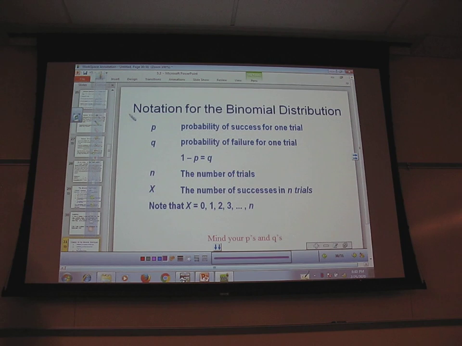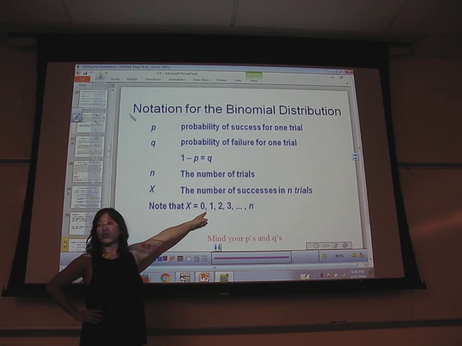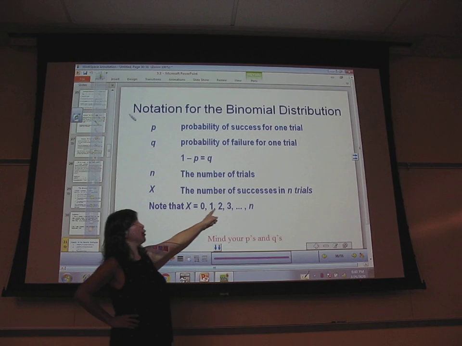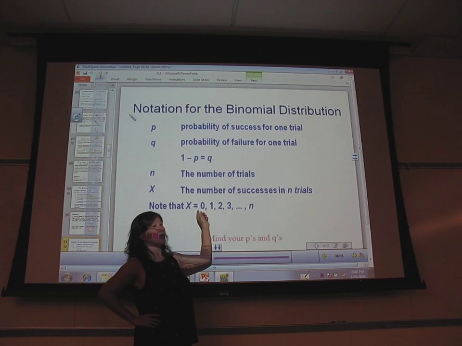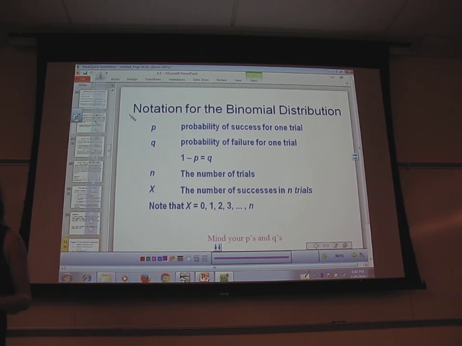So please note, if X is how many successes you have, you can always have 0 successes. Don't forget 0. People forget 0. 0 the hero. And at most you can have all of them be successes, so you could have n successes. So X is some number between 0 and n. If I do it 10 times, I could have 0 to 10 heads. Any number in between.